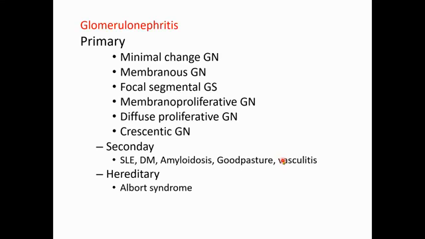Those of you who cannot divide into proliferative and non-proliferative, you can just say it this way: glomerulonephritis, primary glomerulonephritis: minimal change disease, membranous, focal segmental, membranoproliferative, diffuse proliferative glomerulonephritis, crescentic glomerulonephritis. Secondary: SLE, diabetes mellitus, amyloidosis, Goodpasture syndrome, vasculitis, and hereditary Alport syndrome.